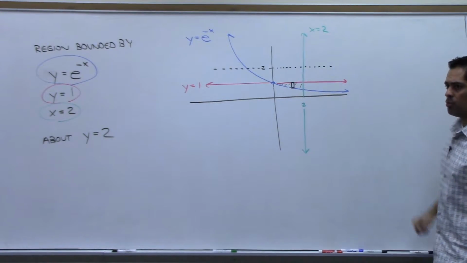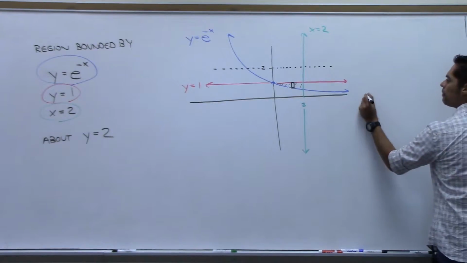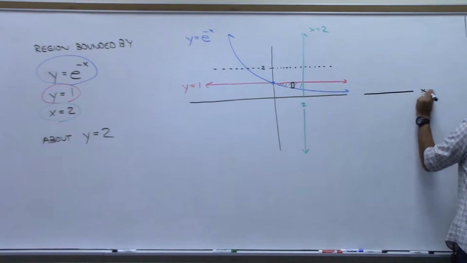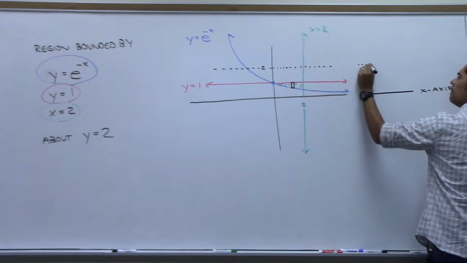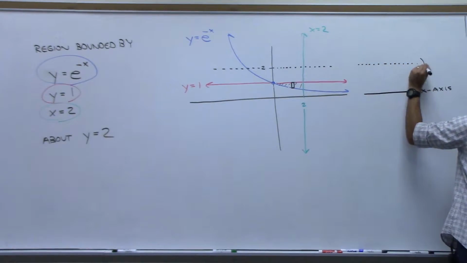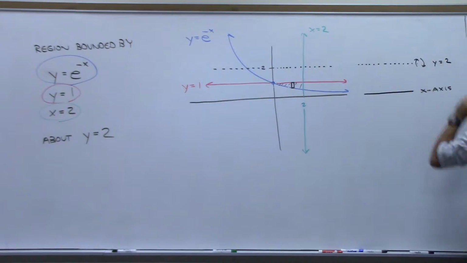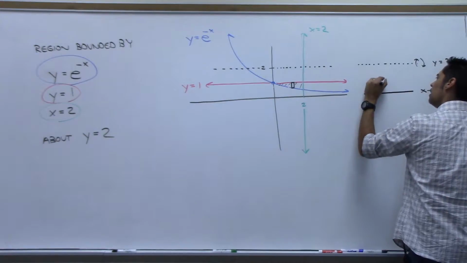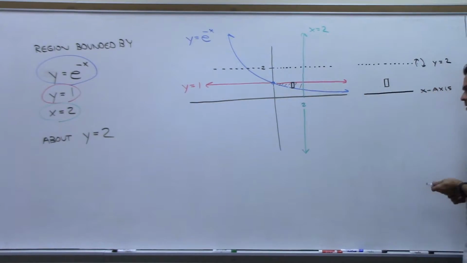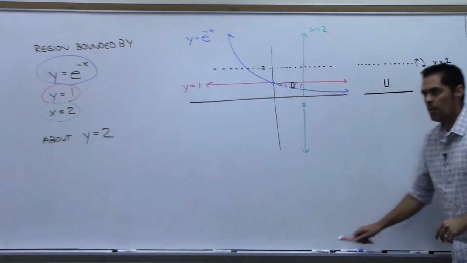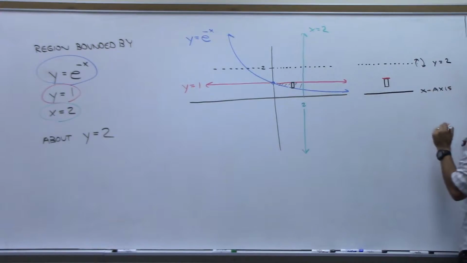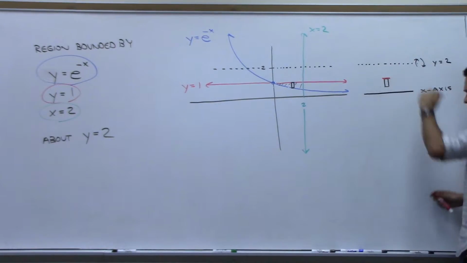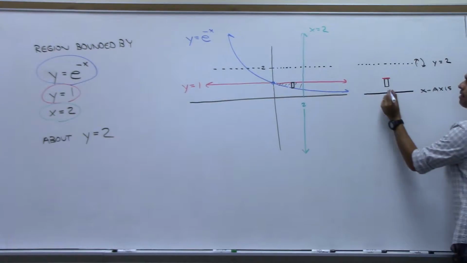So I'm going to have a bunch of washers. This is my x-axis, right? Now you may not think that matters. That's going to play into things here in a second. Up here is my axis of rotation. That was y is 2, right? And then my little rectangle is right here, just sitting there. The top edge of this rectangle is always going to be the red, and the bottom edge of this rectangle is always going to be the blue, isn't it?